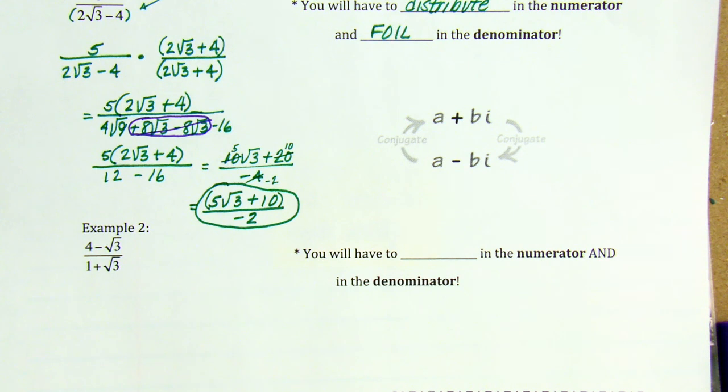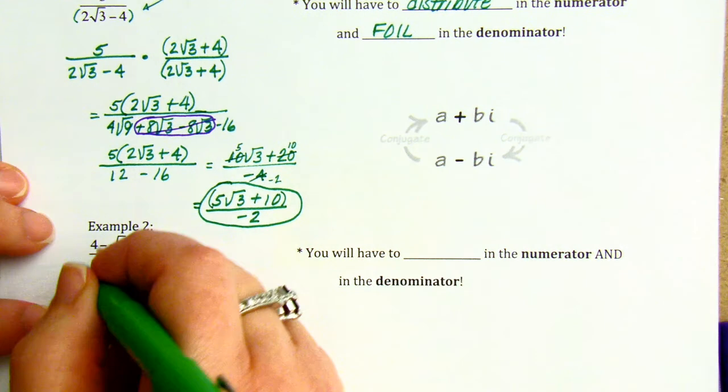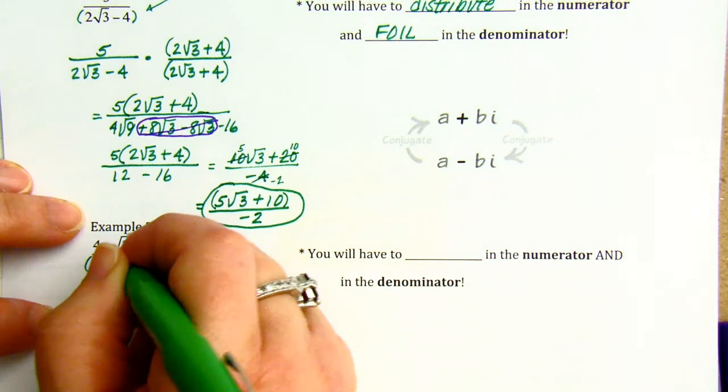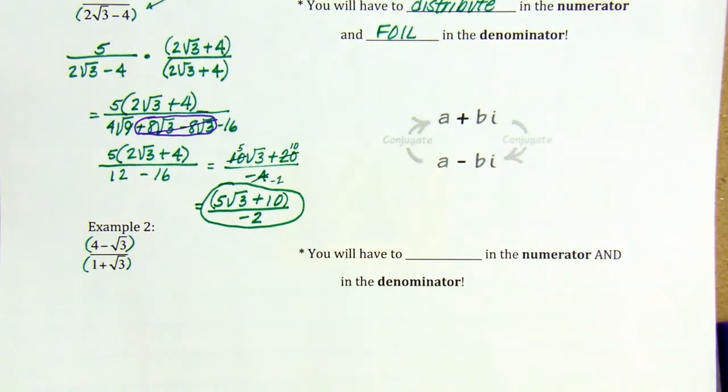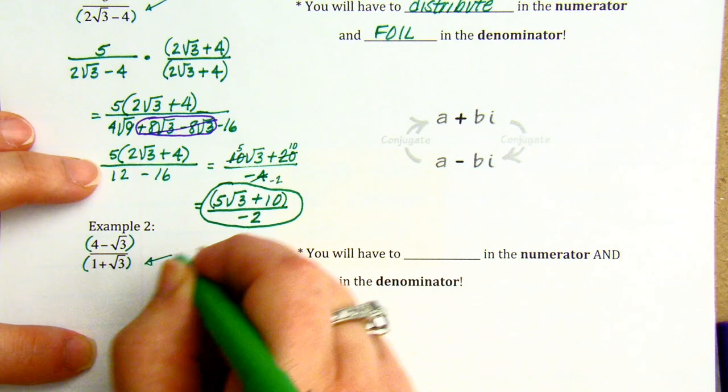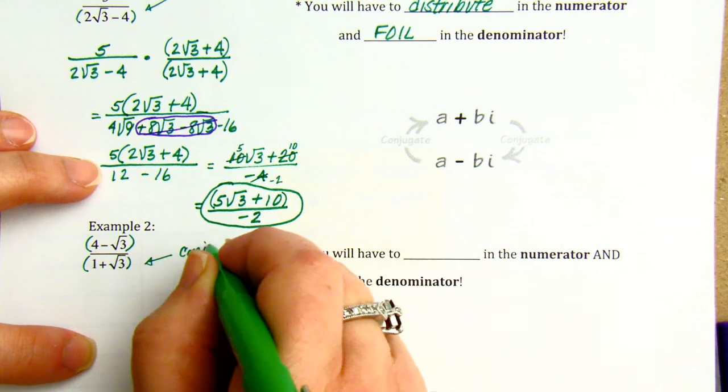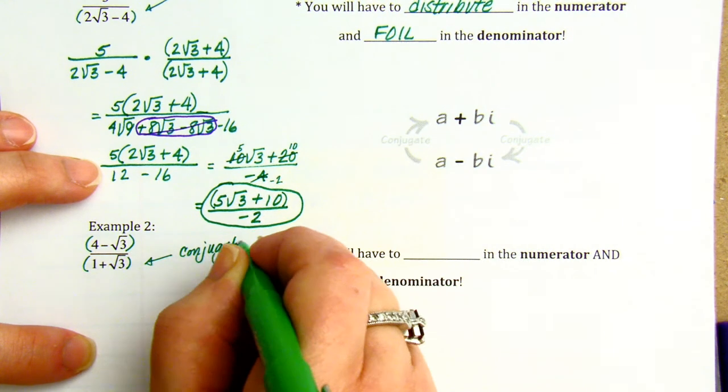All right, this next problem, we have to figure out the conjugate because we have a radical in the denominator, but it's not just a radical by itself, it's a binomial. So the conjugate is 1 minus root 3.